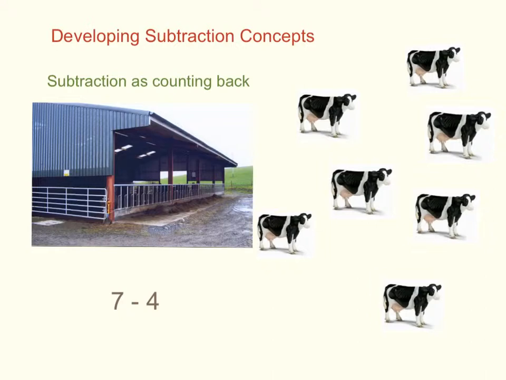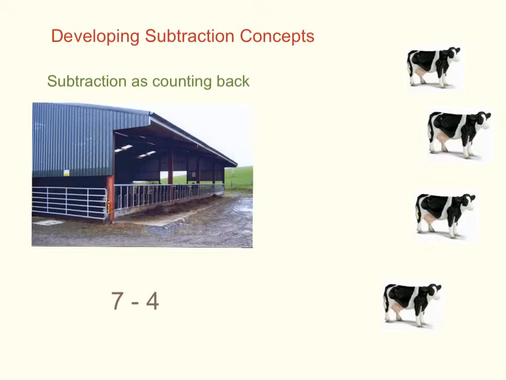steps. 6, 1 backward step. 5, 2 backward steps. 4, 3 backward steps. 3, 4 backward steps. More complex than it would first seem. Of course, they're likely to keep count of how many have been taken away on their fingers.